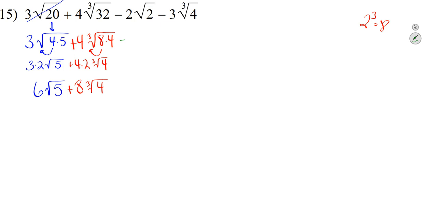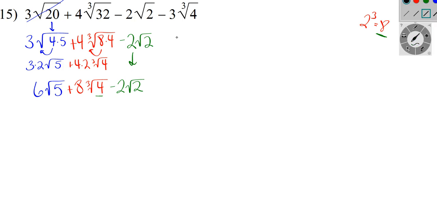Then we have 2 square root of 2. Can we simplify the square root of 2? Nope. So that one comes down here, square root of 2. And then the last one, 3 cube roots of 4. We already have a cube root of 4, which we know we can't simplify because our smallest perfect cube is 8. So that one also just comes down, minus 3 cube roots of 4.